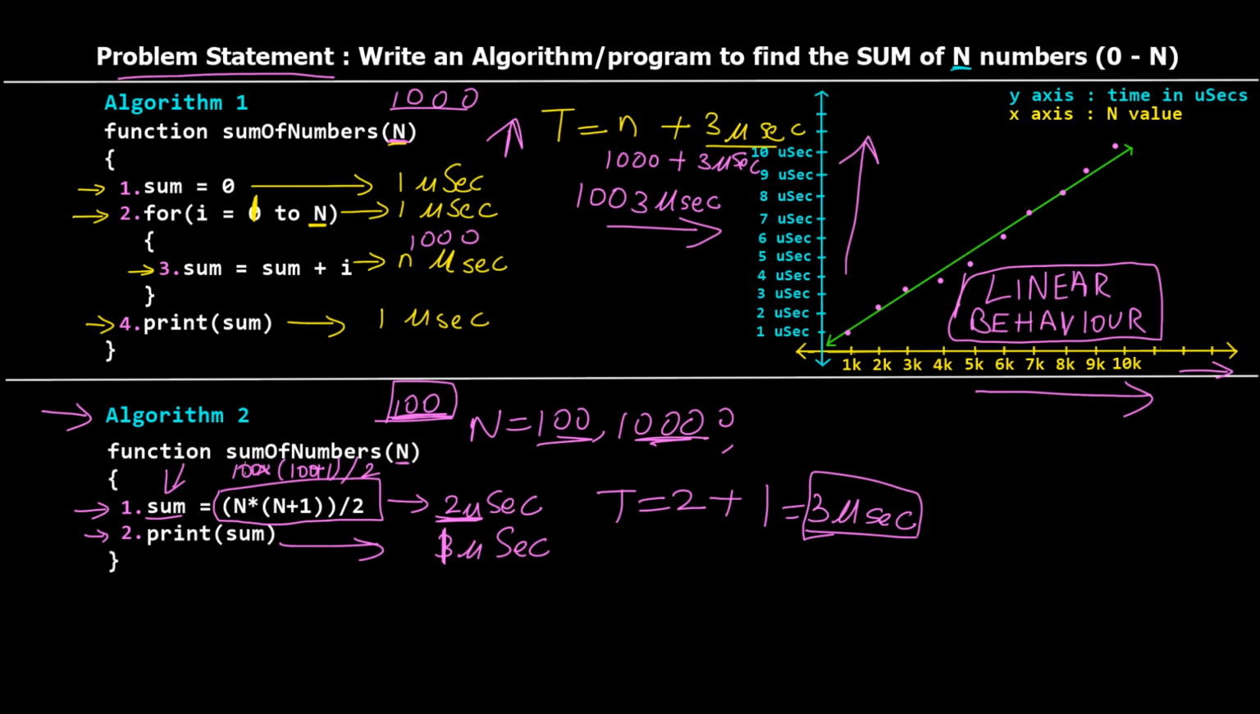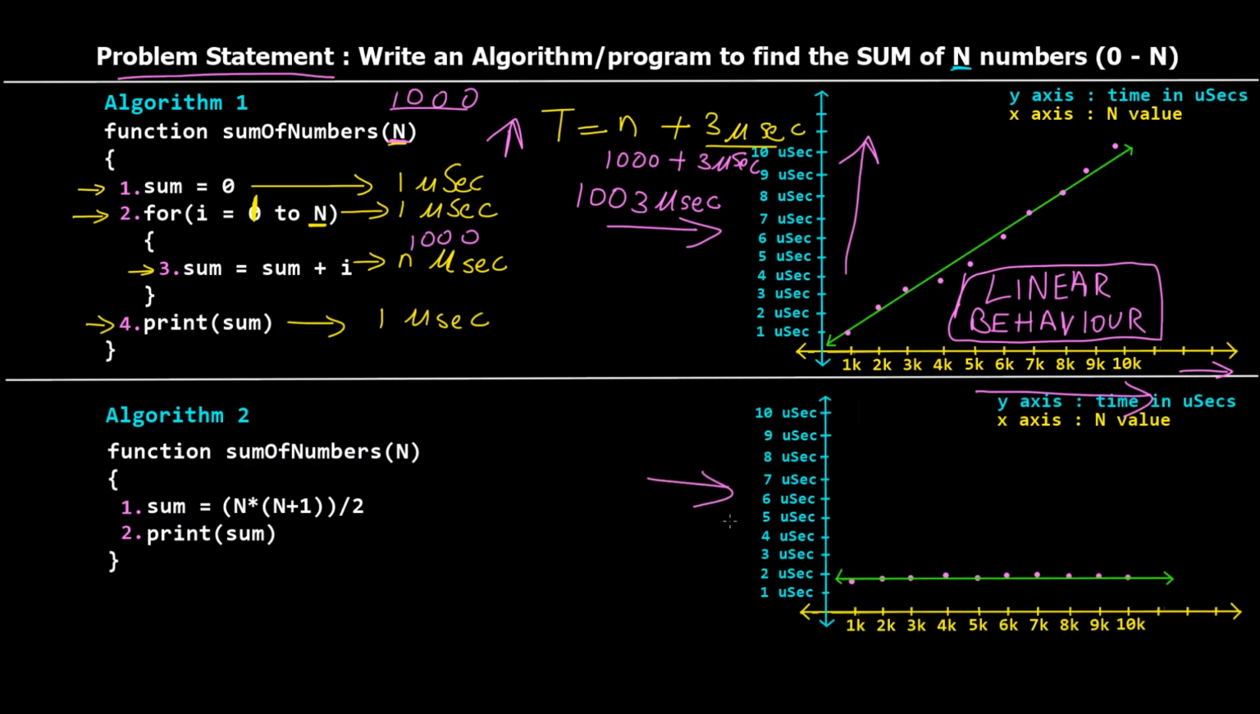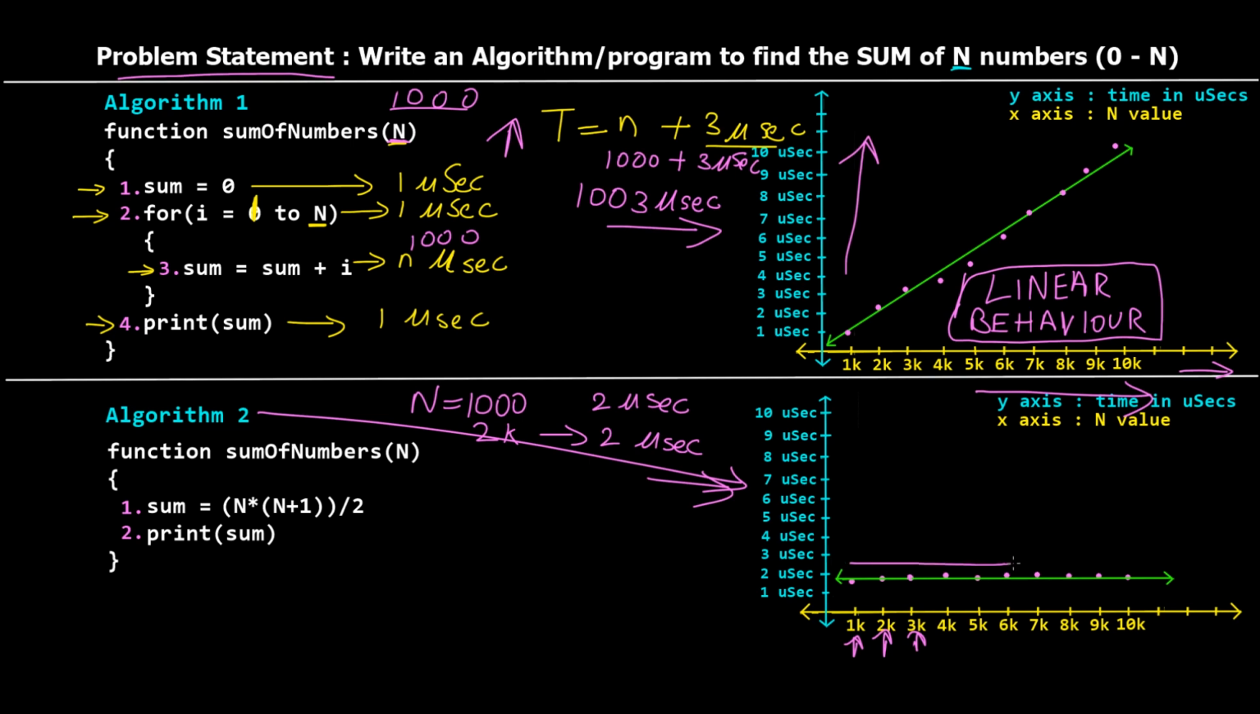So how does the graph of this algorithm look? This is how the graph for algorithm 2 looks. You can see it is a straight line, however it is not an increasing line. No matter what the size of n, here n is 1k, so n is 1000. When n is 1000, it is taking 2 microseconds. When n is 2k, it is still taking 2 microseconds. When n is 3k, it is still taking 2 microseconds. When n is 4k, it is taking slightly greater than 2 microseconds because obviously these are not accurate values. But overall, the time is not increasing. It is constant.